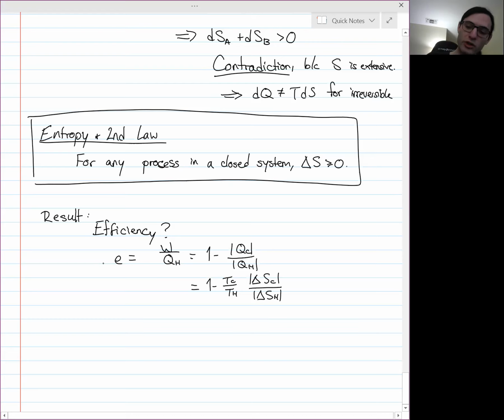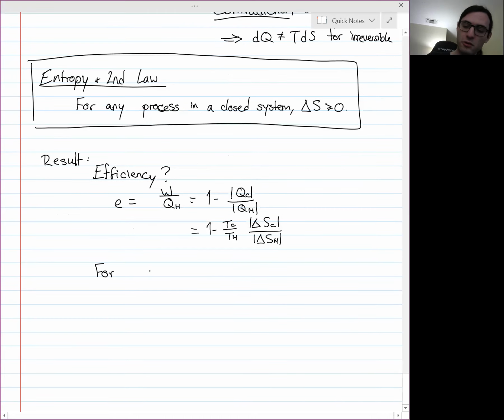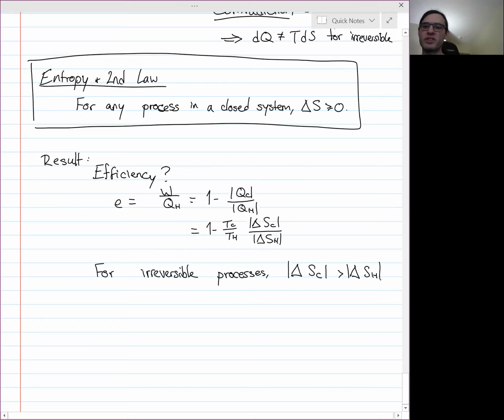So for irreversible processes, delta SC is greater than delta SH for the same reason that we outlined above. Basically, the heat transfer is the same, but the temperature is lower in the colder one, so it has a larger change in entropy. But now note that this is very similar to the efficiency for a Carnot cycle, except these factors aren't there in the Carnot cycle.